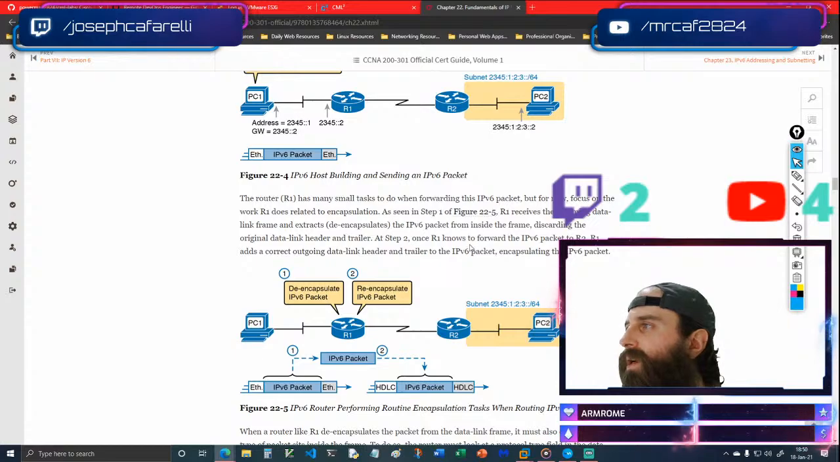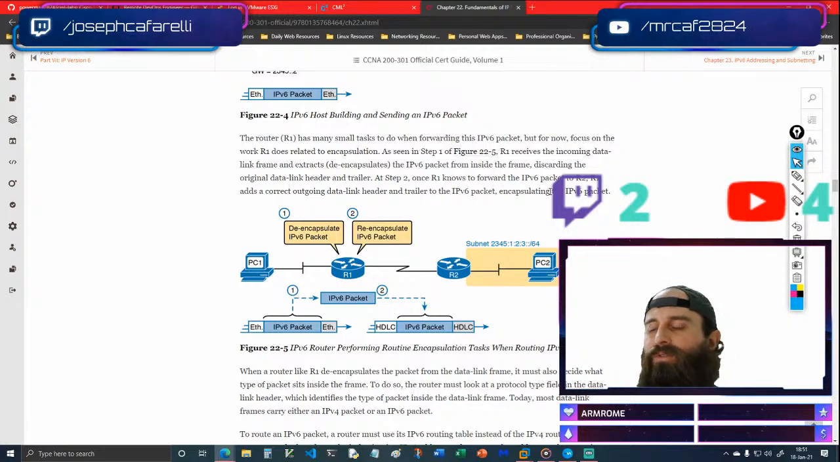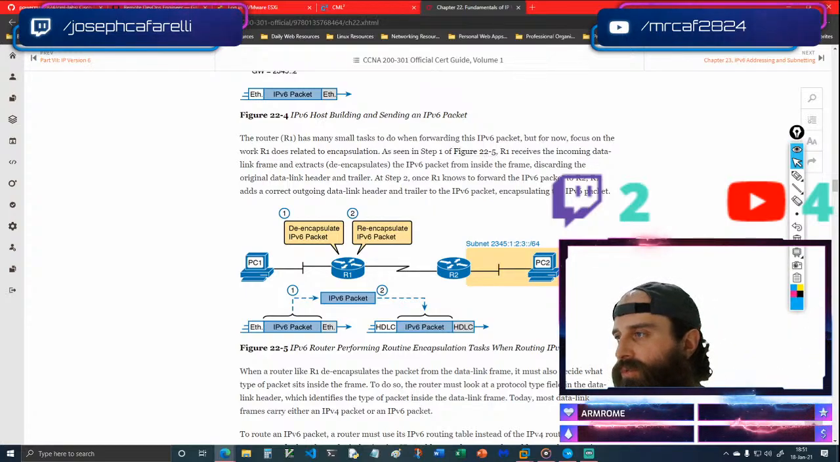At step 2, once R1 knows to forward the IPv version 6 packet to R2, R1 adds the correct outgoing data link header and trailer to the IPv version 6 packet, encapsulating. So again, it's re-encapsulating that packet, the IPv version 6 packet now inside of an HDLC, high-level data link control, header and trailer, and then forwards that out to R2.